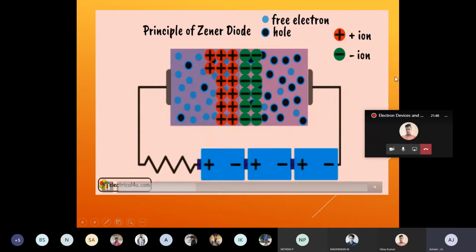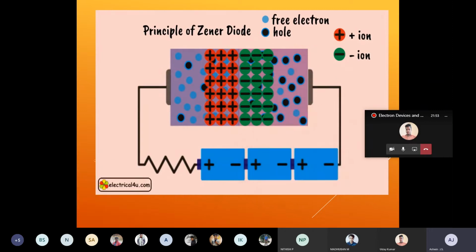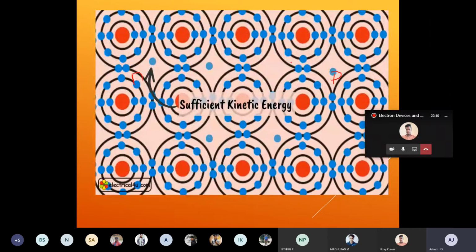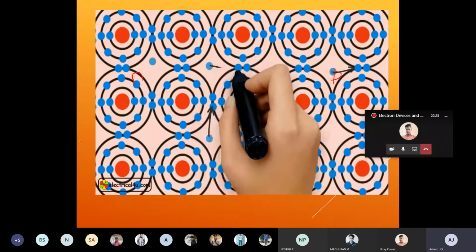Here they drew it in a reverse manner. So this is your P and this is your N actually. So this is your N and this is your P. That's why now it is in forward condition. N has free electrons represented in blue color, and the holes in black color. They get sufficient kinetic energy after I give them more voltage, so they come out of the covalent bond. I told you, from each and every bond it will come out.